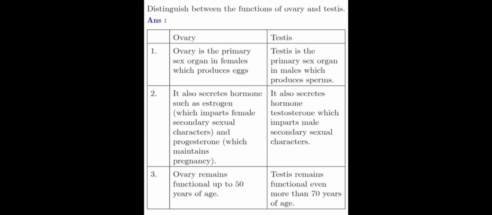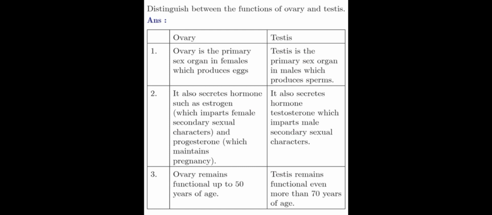Question number 7. Distinguish between the functions of ovary and testis. Ovary is the primary sex organ in females which produces eggs. Testis is the primary sex organ in males which produces sperms.